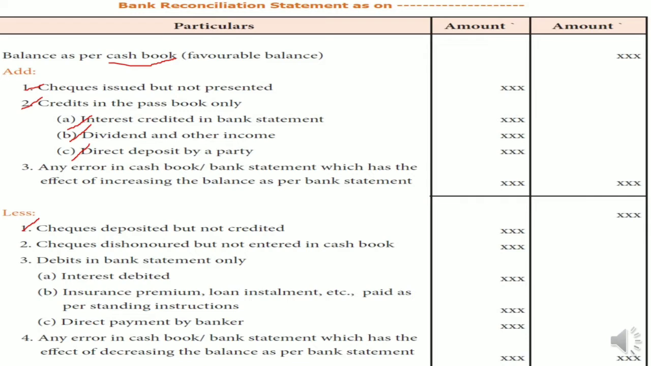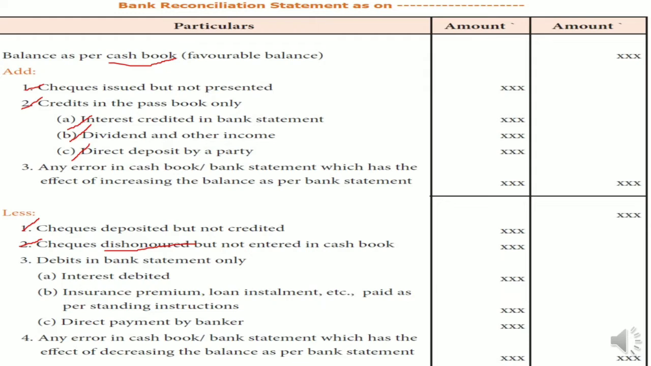And next one, check dishonored. When I deposit a check in the bank but the money is short, the check has bounced, or dishonored, so I won't receive any money from it. So I'm showing it in the lesser column. And next, debits in bank statements.